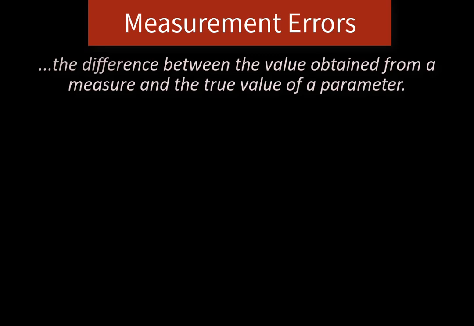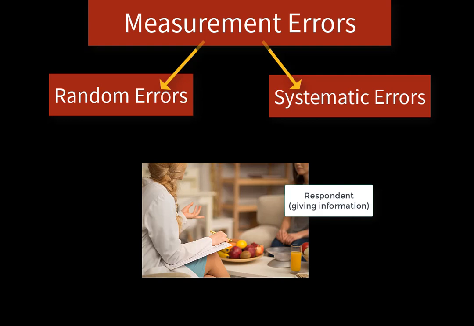The formal definition for this is the difference between the value obtained from a measure and the true value of a parameter. Measurement errors can be either random or systematic and can come from both the respondent, the person who's giving the dietary information, and the interviewer, the person who's asking for that dietary information.